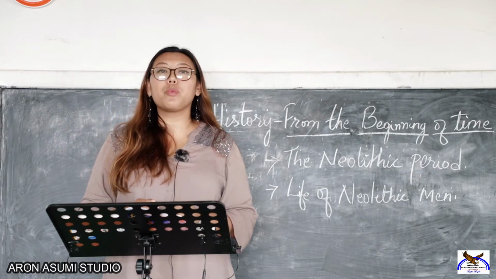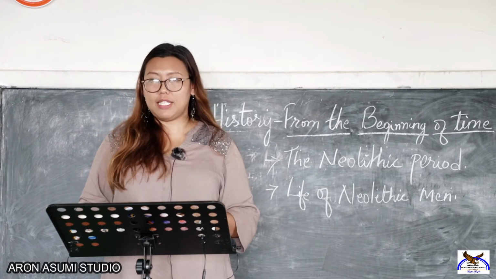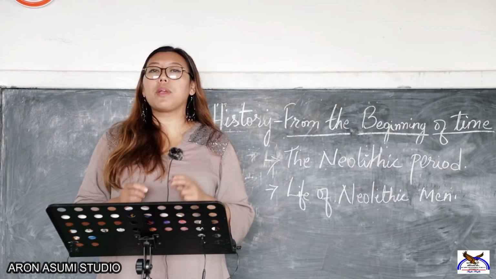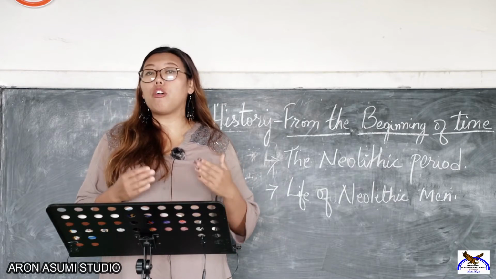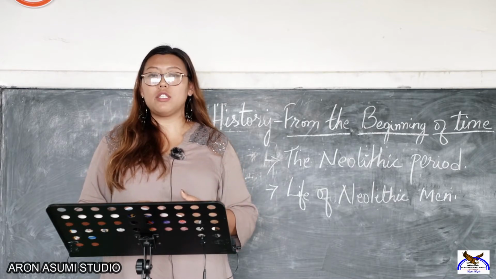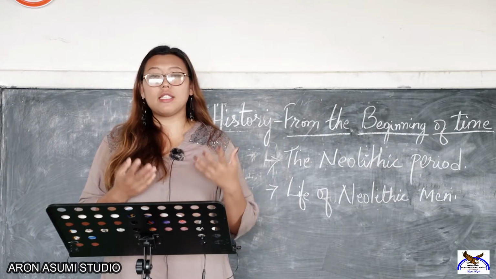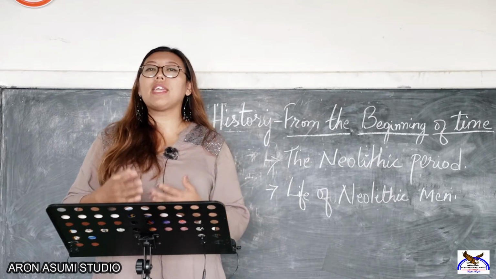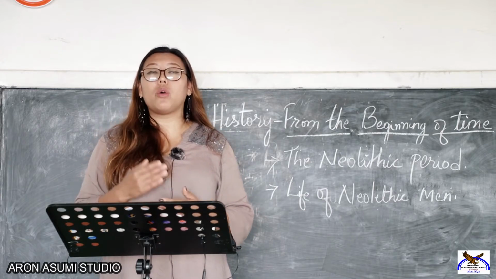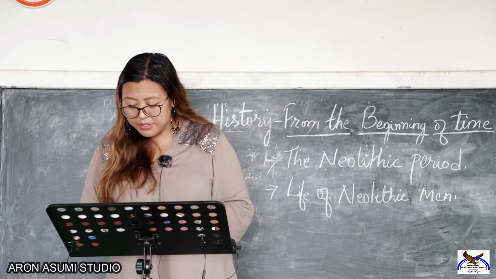Another reason for the late beginning of agriculture was the scarcity of plants and animals which are suitable for domestication. There was scarcity of plants and animals in different regions for domestication. That is also another reason why agriculture started very late, only during the Neolithic period.